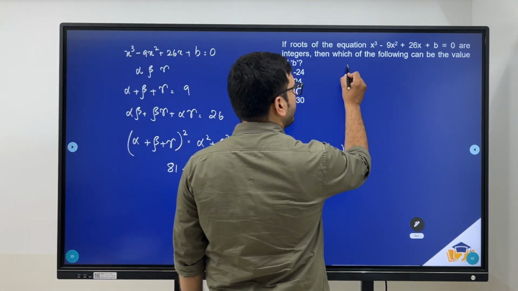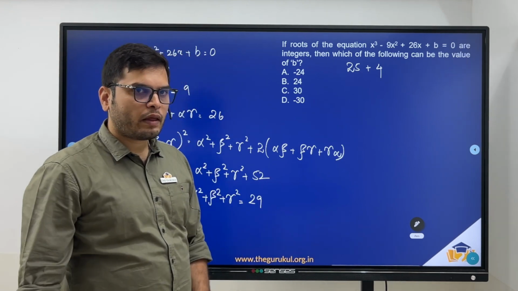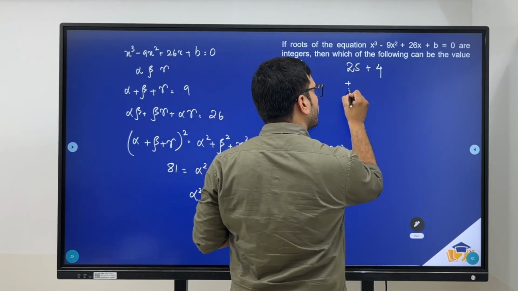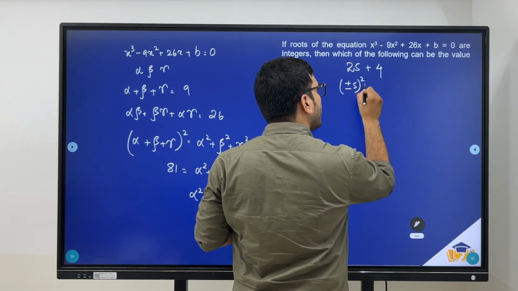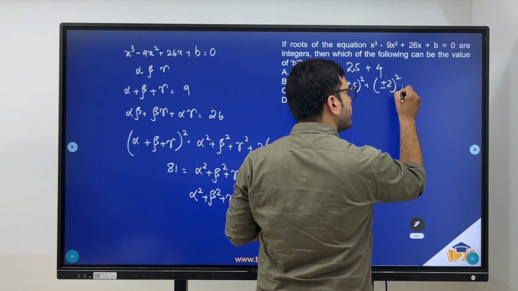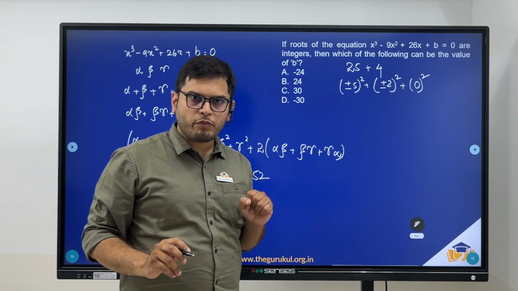I can write 29 as 25 plus 4. Right? Now 25 is nothing but plus or minus 5 whole square. And I can write 4 as plus or minus 2 whole square. And let the third root be 0, 0 square. Now this is one possibility.